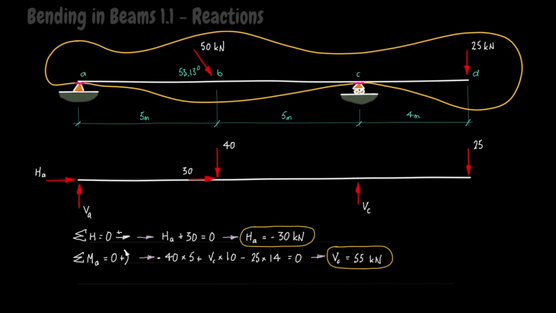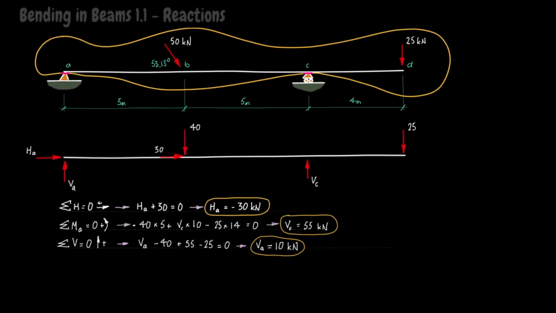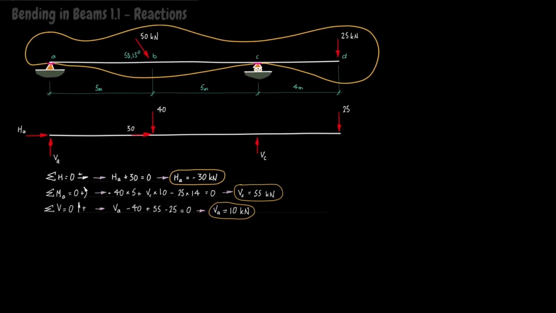Finally, calculate VA by summing vertical forces. For equilibrium, vertical forces must sum to 0, and we will regard upwards forces as positive. Now write down the vertical forces, remembering that we have already determined that VC is plus 55 kilonewtons. Solving the resulting equation shows that VA is plus 10 kilonewtons. In other words, 10 kilonewtons acting upwards. Well, that completes the analysis. Not too tricky.